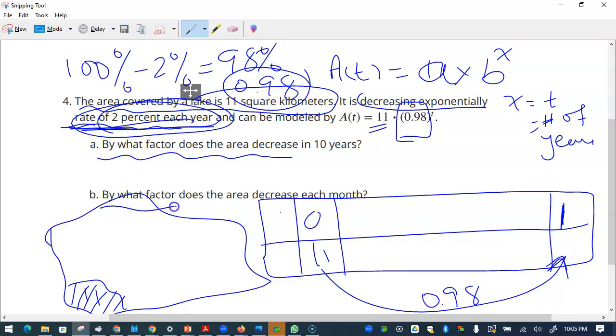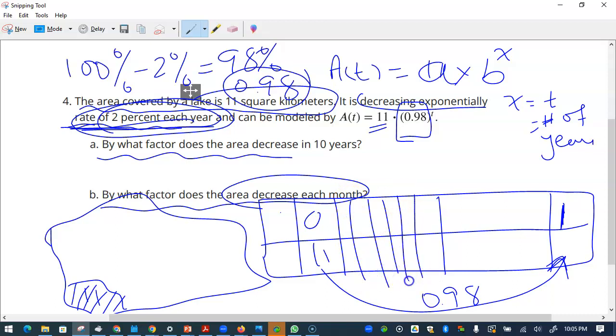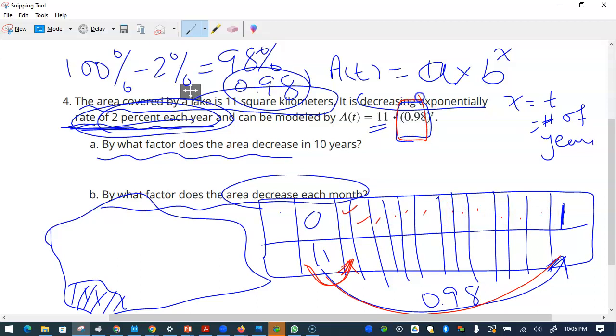But the second one is asking about decreases each month. Now, if it is each month, I'll have to break this into 12 parts. So I'll have to make 1 month, 2 months, because every year has 12, right? So the question is asking what is the factor from here to here. From year to year you know it is 0.98. So what we have to do is, because there are 12, 1, 2, 3, 4, 5, 6, 7, 8, 9, 10, 11, 12, and this was the 0.98 factor.